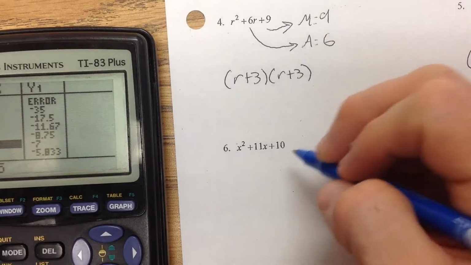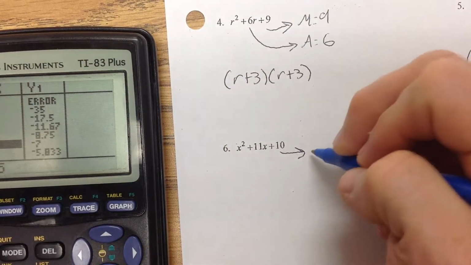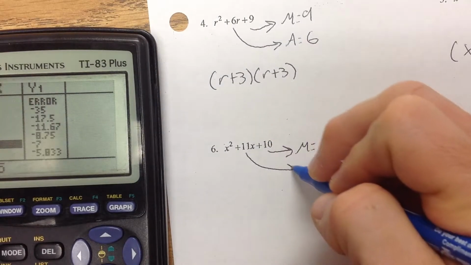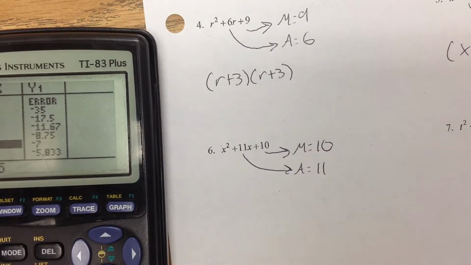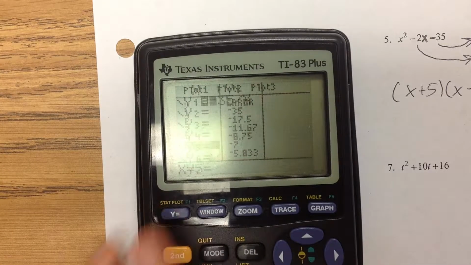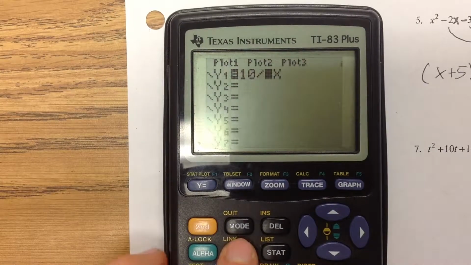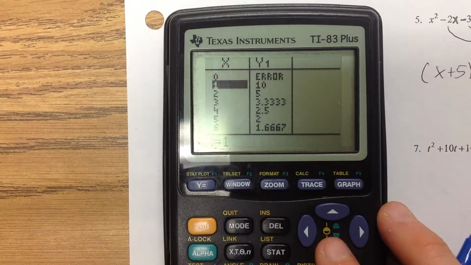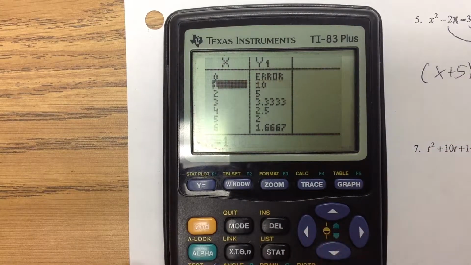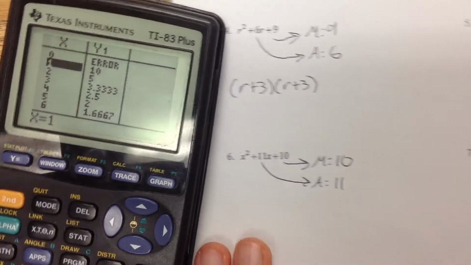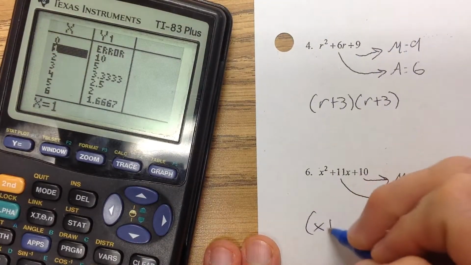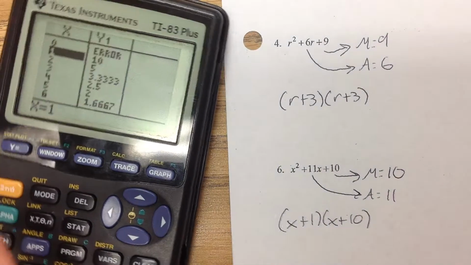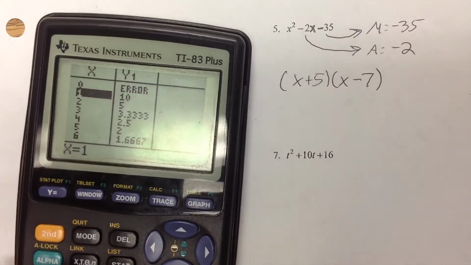All right, number 6. This time we are multiplying to a positive 10 and adding to a positive 11. So we're going to go here, positive 10 divided by x, second graph, 1 and 10. 1 and 10 will add to 11, so that was quick. This is the first one. X plus 1, x plus 10. Let's move on to number 7.